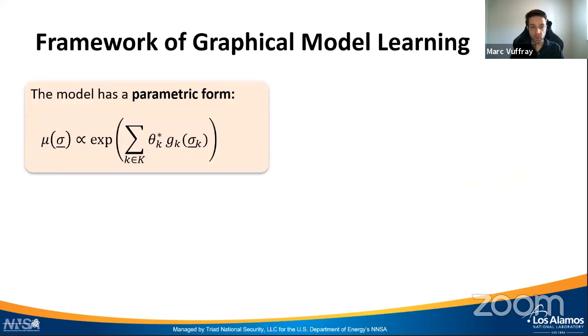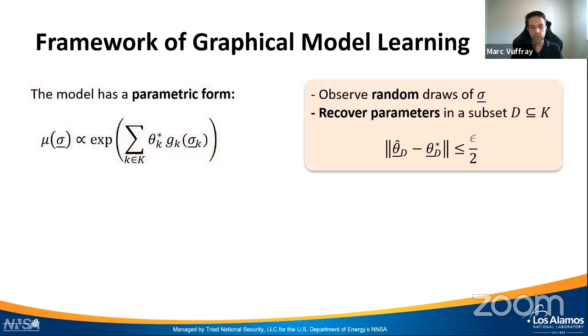So what is graphical model learning, more precisely defined? You think that your probability distribution has a certain parametric form. You can parameterize it the way you want. It's part of an exponential family. So the probability distribution is proportional to an exponential, and inside you parameterize by a sum of different basis functions times some parameters. And you're interested in learning these parameters.